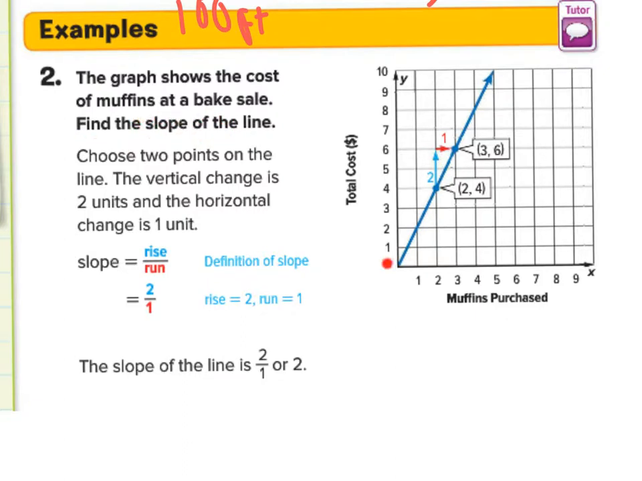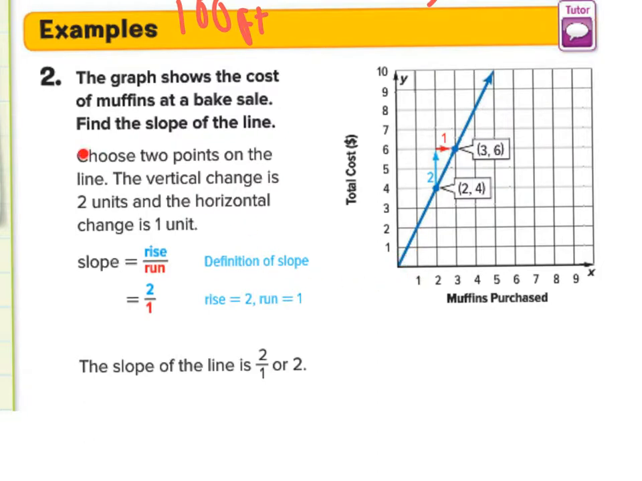So here we have muffins purchased and the cost. When one muffin is purchased, we see that it's $2. You see that? It meets at 2. 2 here is 1 here. 2 muffins are purchased, we have $4. 3 muffins are purchased, we have $6. You see, $6. So 1 muffin is $2.